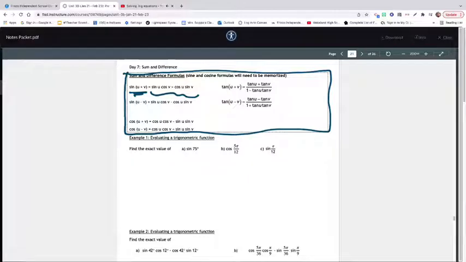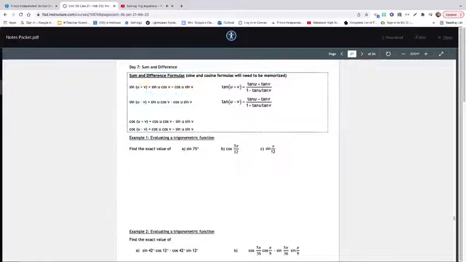Notice with the sine function, when you have a plus sign right here, you have a plus sign right here. It's always the same. With cosine, however, when you do the plus, it's going to have a minus. And cosine does both the cosines together and then the sines together. So you kind of got to memorize those formulas. So figure out a way to get them stuck in your head.